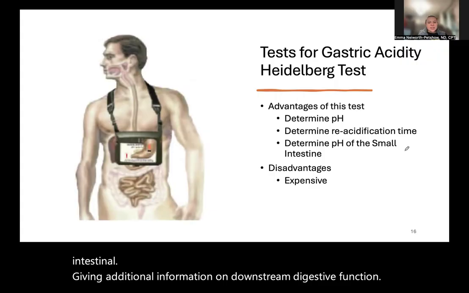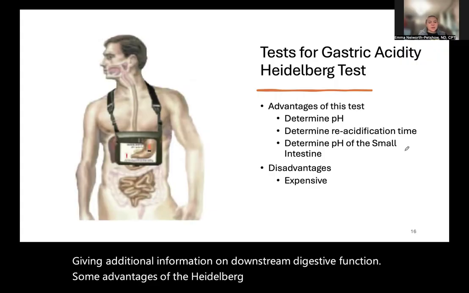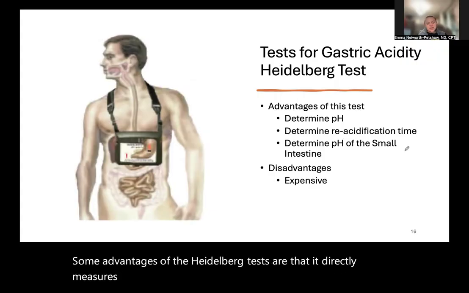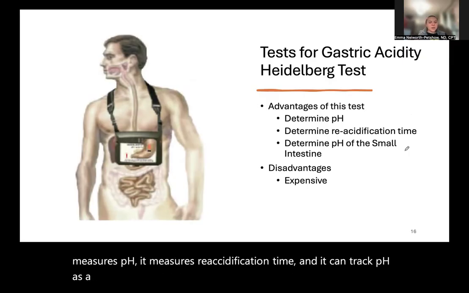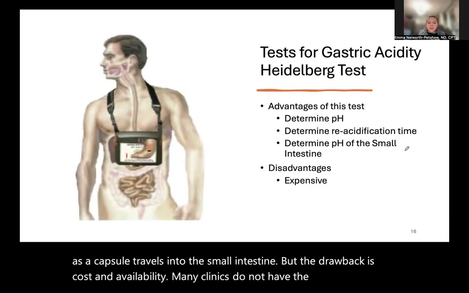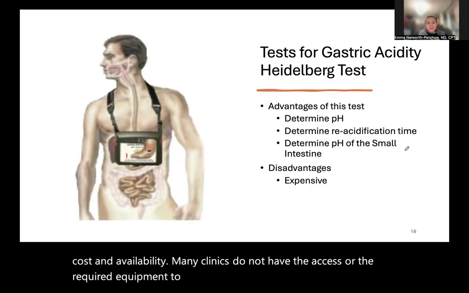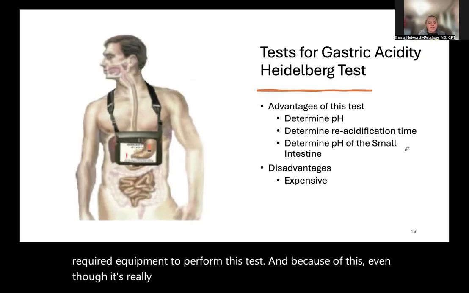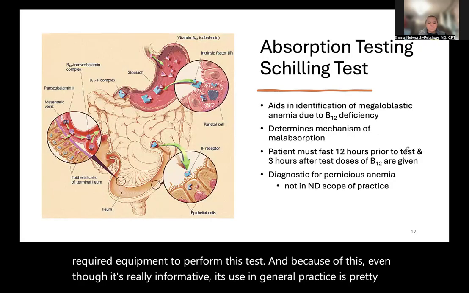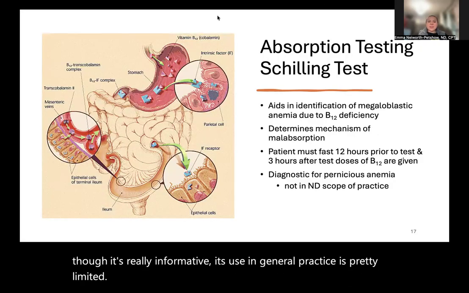Some advantages of the Heidelberg test are that it directly measures pH, it measures reacidification time, and it can track pH as the capsule travels into the small intestine. But the drawback is cost and availability. Many clinics do not have the access or the required equipment to perform this test. And because of this, even though it's really informative, its use in general practice is pretty limited. When we come back, we'll look at some absorption tests.